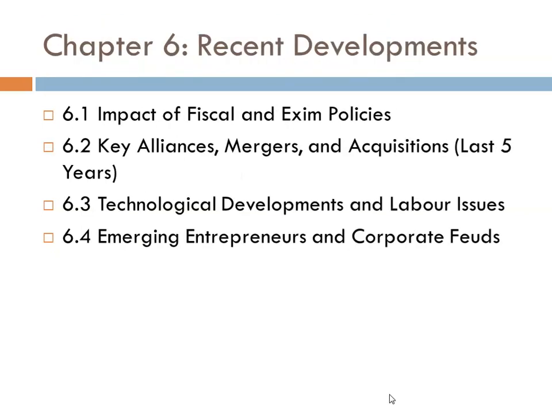Chapter number 6, what are the recent developments in that industry? So first is impact of fiscal and exim policies. Analyze how the recent fiscal policies like taxation, government spending, subsidies have influenced the industry. Examine the latest exim, like import export regulation policies for that industry. Then you can identify any policy changes that benefited or challenged the industry. That is 6.1. Again, half to one page, each and every point you can write.